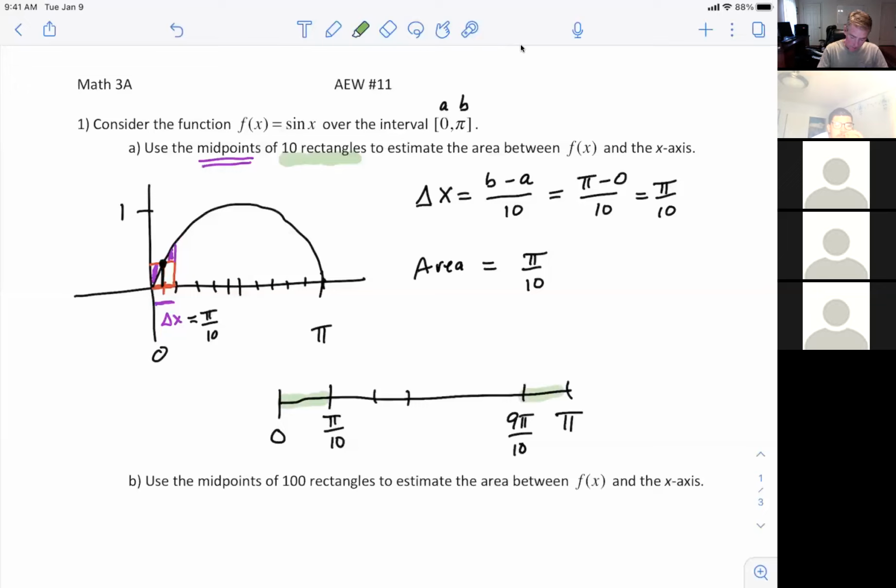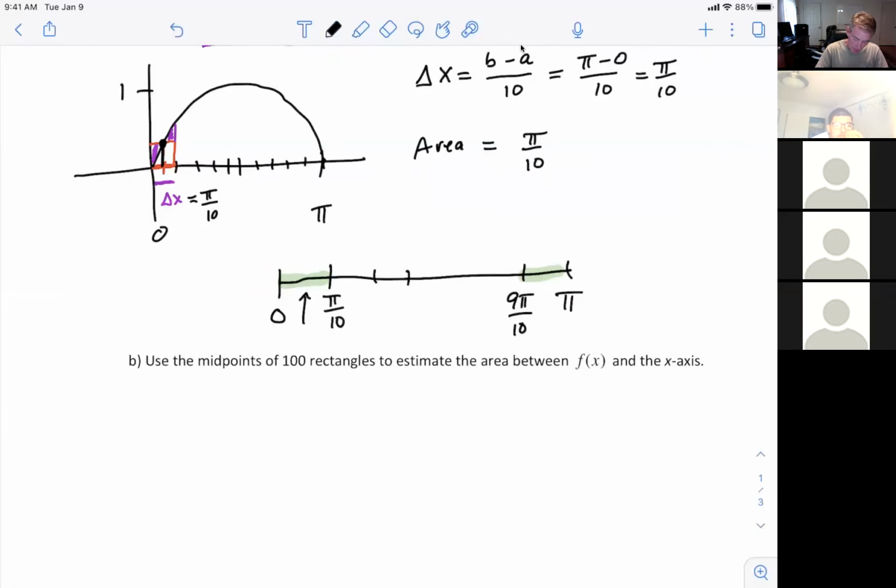Okay, since we're using the midpoint, in between 0 and pi over 10, that's going to be pi over 20. The way that I got that is in the middle, you just add the two numbers together and then divide by 2. So that would be pi over 10 divided by 2, and divided by 2 means times a half. So that gives me the pi over 20.